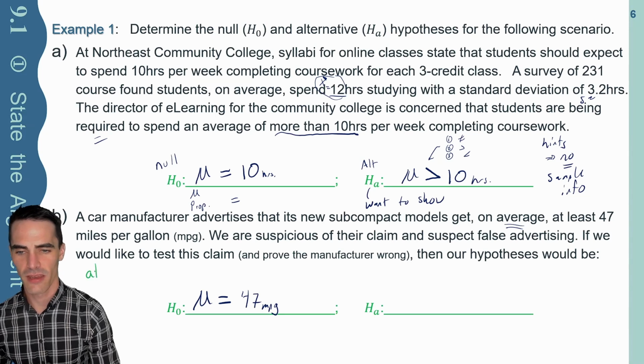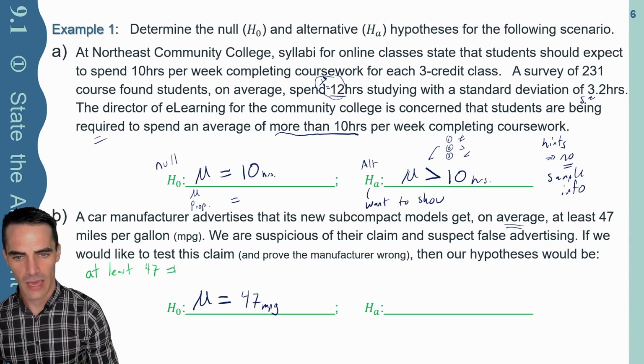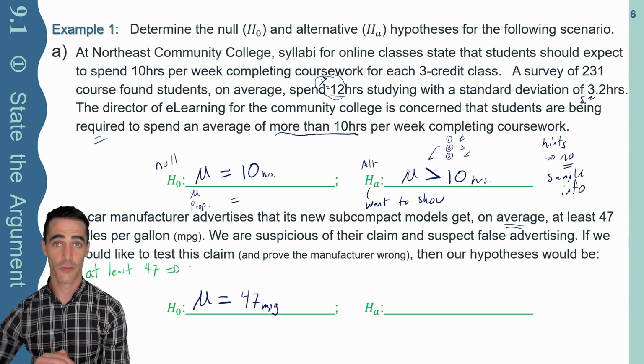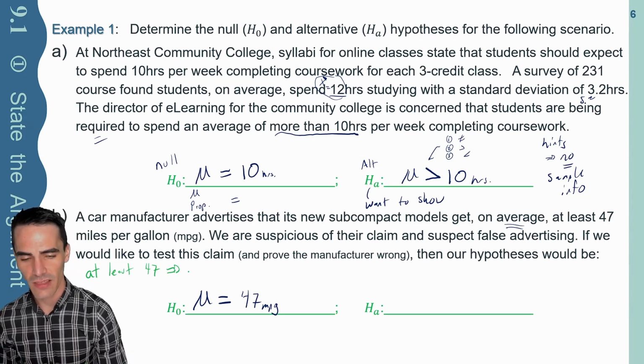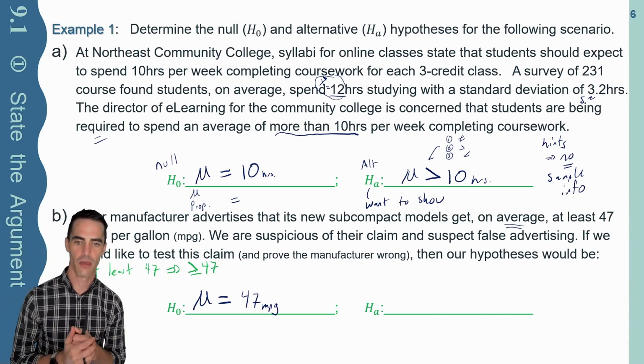Notice the claim here said at least 47 miles per gallon. At least meaning, look, 47 is good for them. They also think it might be 48. It might be even greater than that. In fact, their basic claim, the status quo, is that they're claiming that it's actually greater than or equal to 47 miles per gallon.